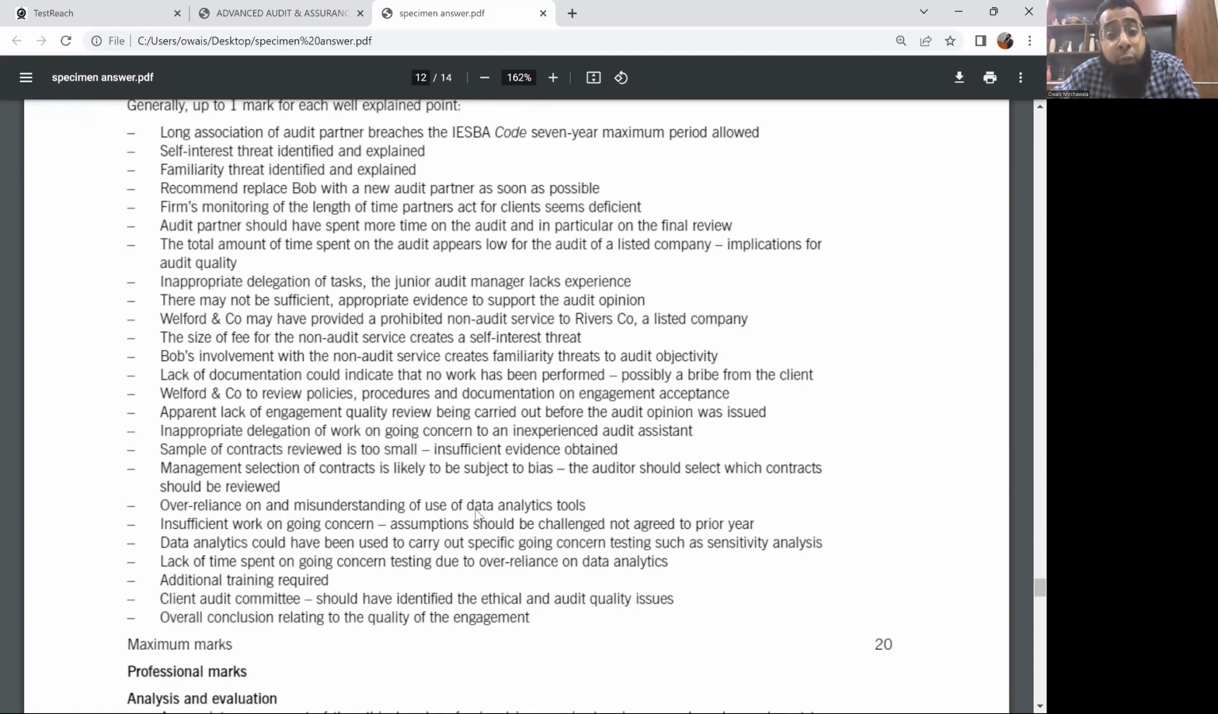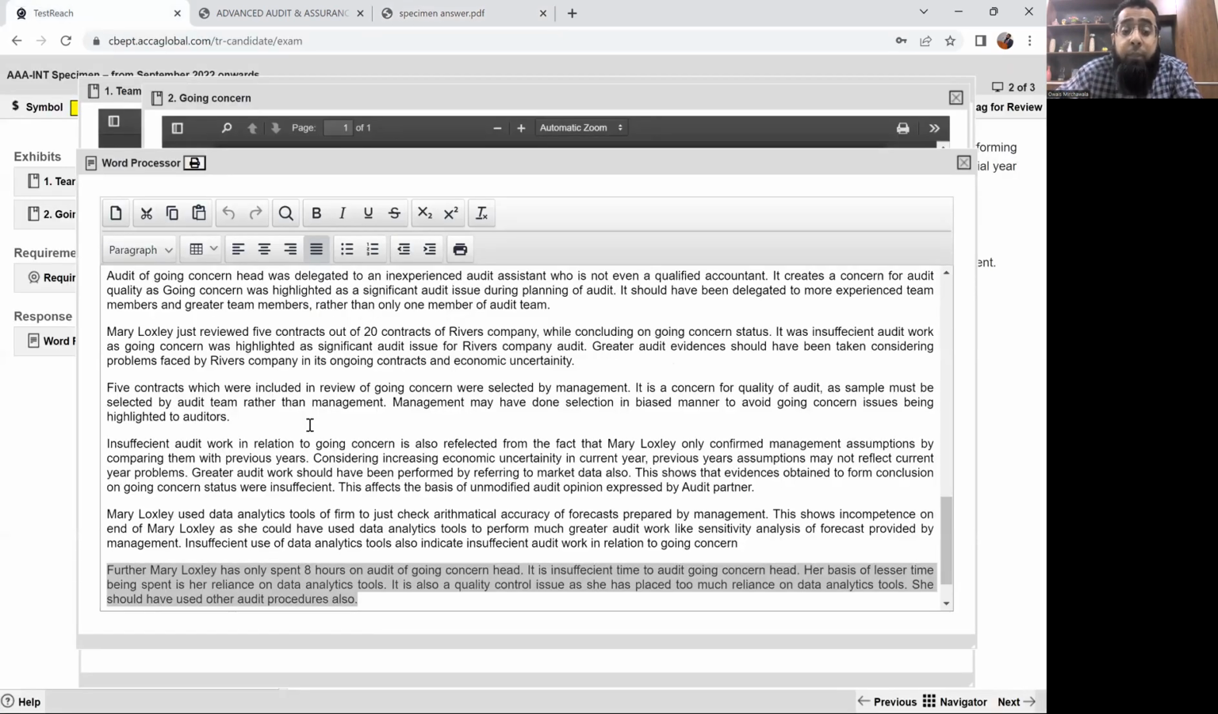Over-reliance on and misunderstanding of the use of data analytics. Insufficient work on going concern. Assumptions should be challenged, not just agreed to the previous year. Data analytics could have been used to carry out specific going concern testing, such as sensitivity analysis. Lack of time spent on going concern testing due to over-reliance on data analytics. Actions to be taken: additional training is required. The client audit committee should have been notified about ethical and quality issues. Overall conclusion relating to the quality of the engagement, like we formed the overall conclusion.